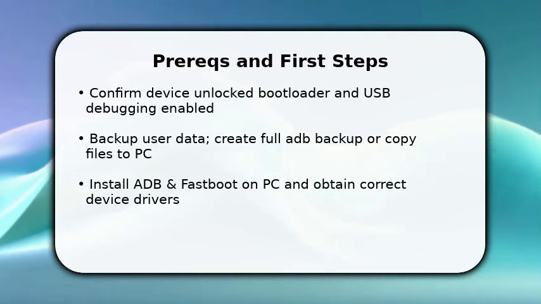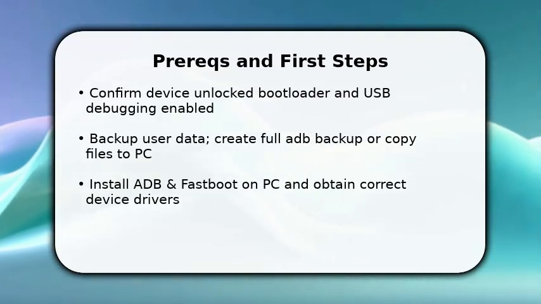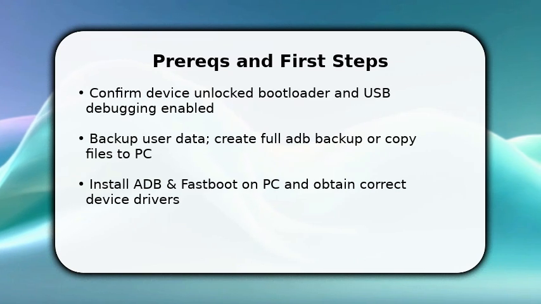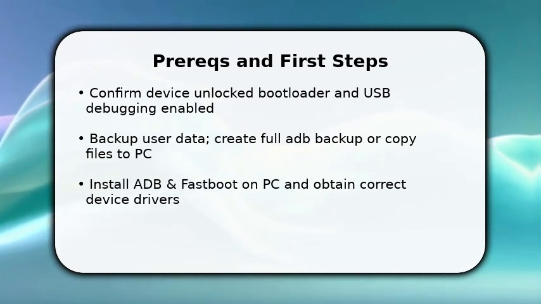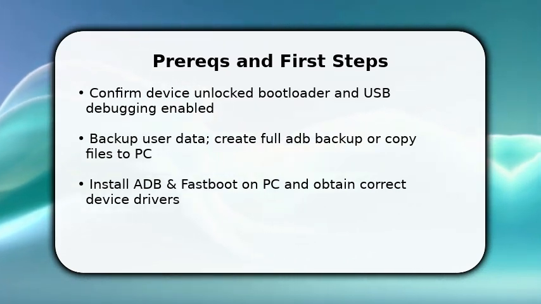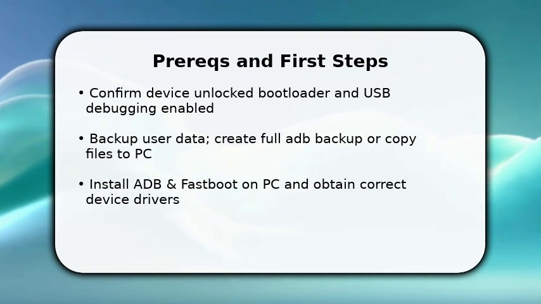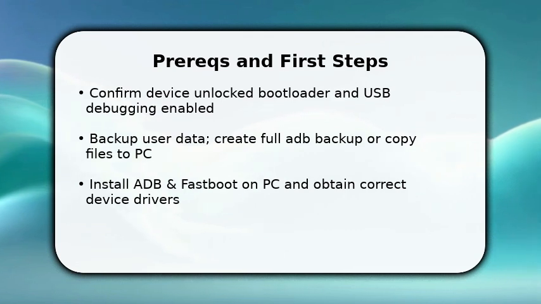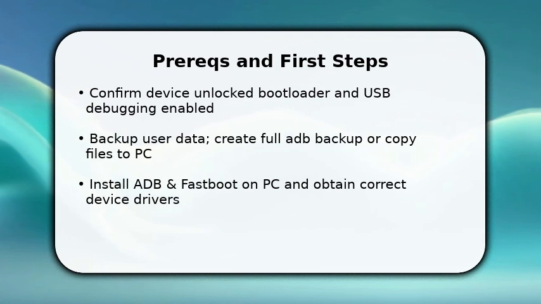You start by confirming key prerequisites: an unlocked bootloader, USB debugging enabled, and a full backup of your data. Plug the device into your PC and verify it appears with adb devices. If it does not, install drivers and retry. Once connected, run adb shell to get a root or elevated shell if you have it.